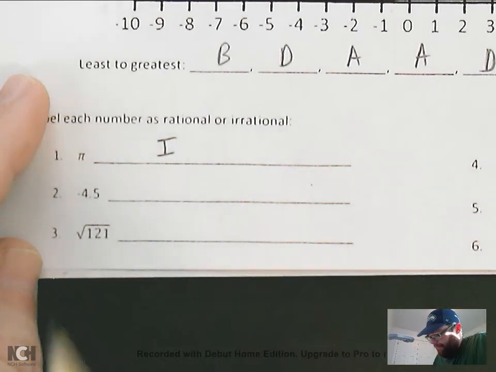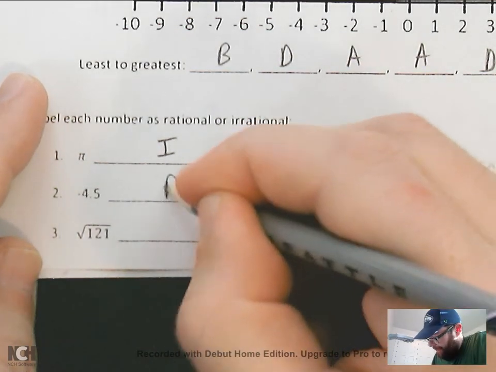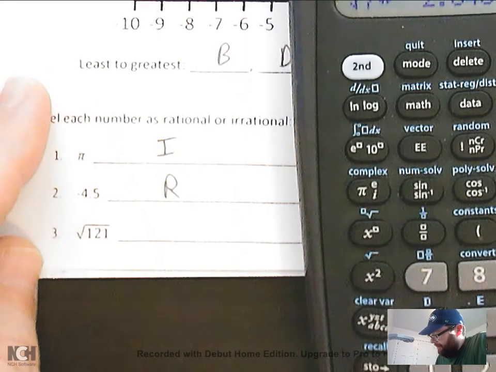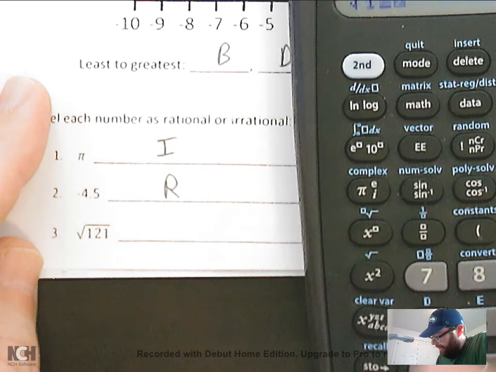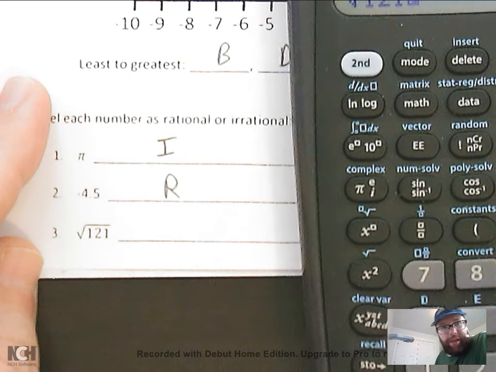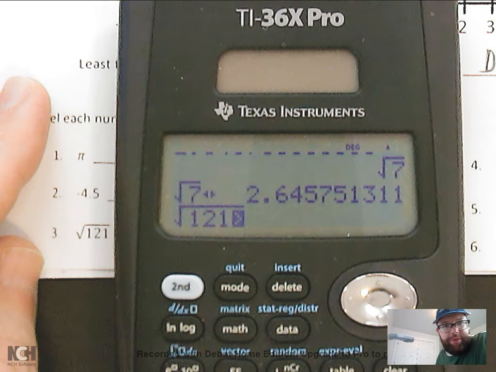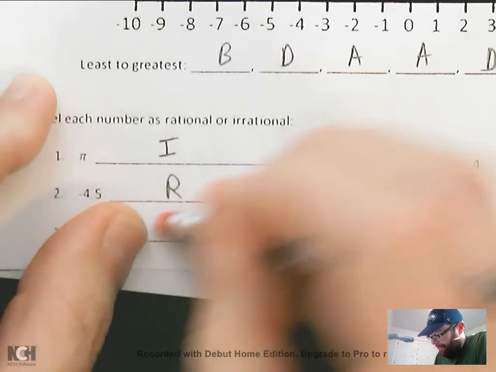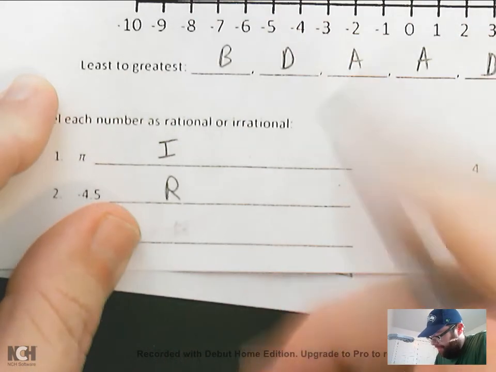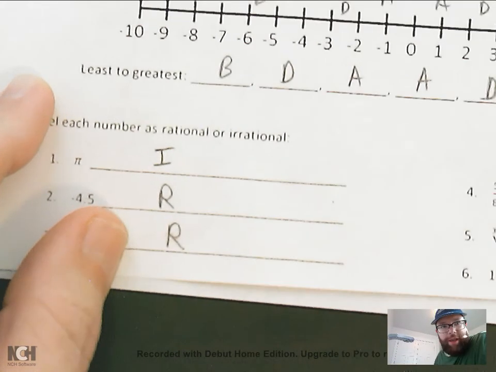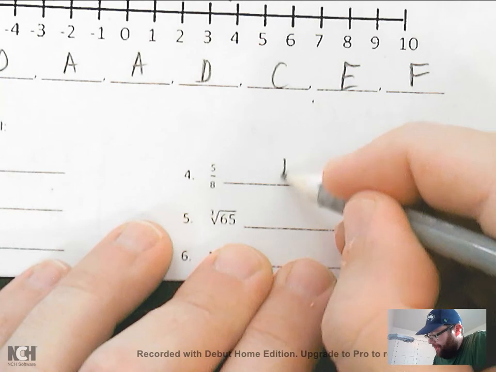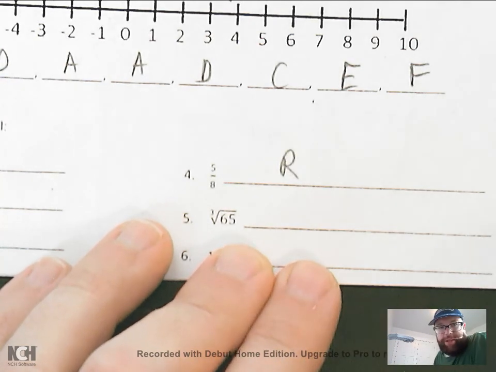Negative 4.5, that's a terminating decimal. That is rational. Square root of 121. We have to check these. Make sure that it is either irrational or rational. Your calculator will tell you. Square root of 121 is 11, so that is definitely rational. Whoops, I don't want to put 11 there. I want to put it rational. Okay. And then 5/8, that's a fraction. That's like the definition of rational, right? Anything that can be written as a fraction is rational.